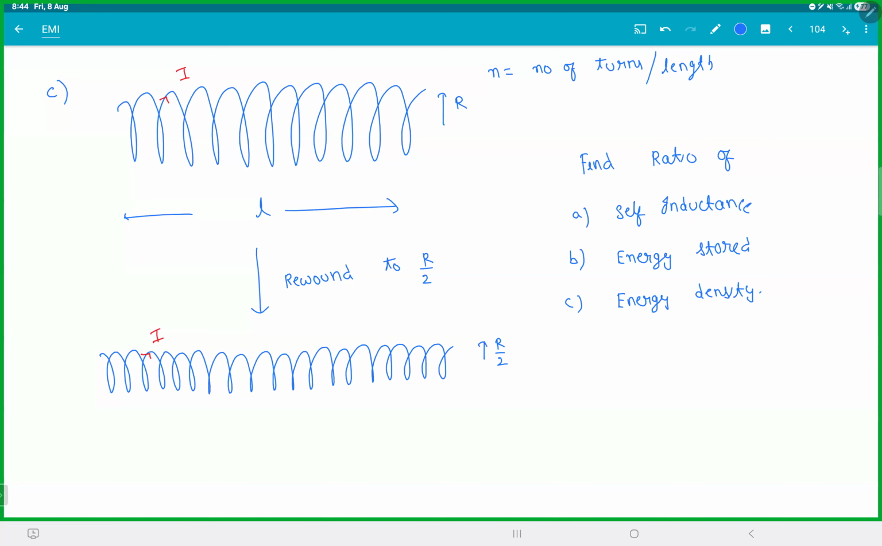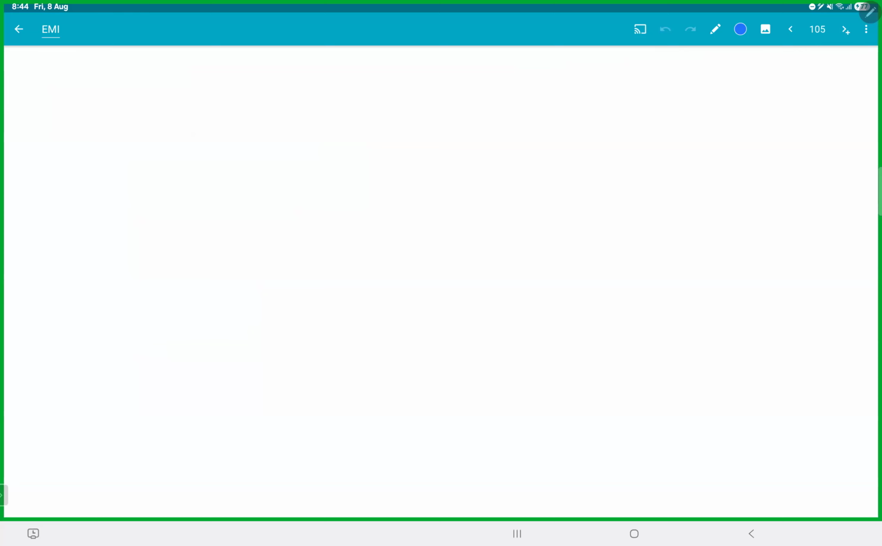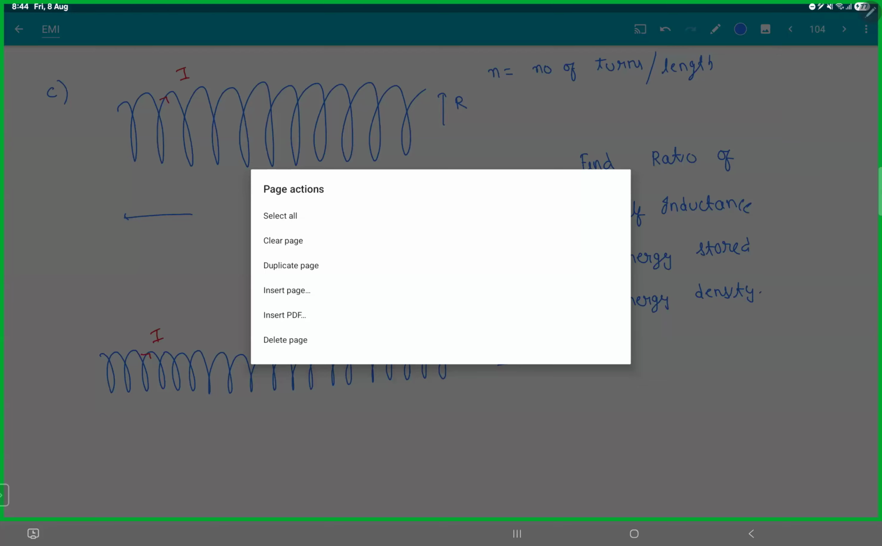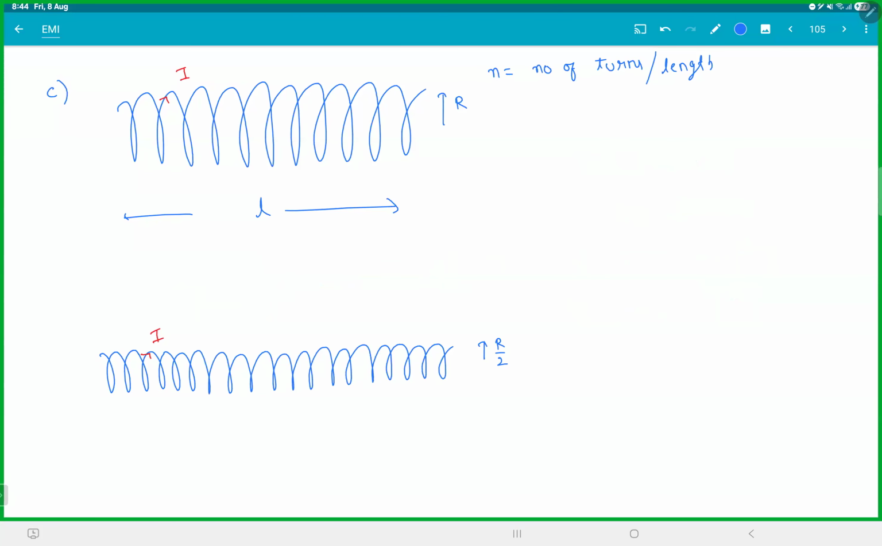Let's see. What is self-inductance? L is equal to mu naught... First of all, when you take n turns, what happens? Remember, small n remains same. So this length becomes 12. N will remain same. This we had a discussion. The total number of turns will double in this thing.